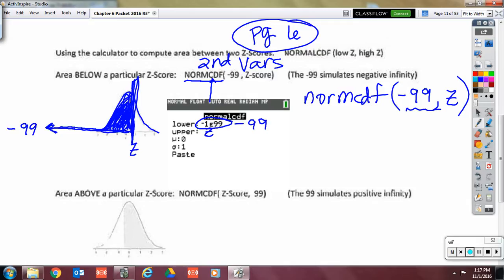Always leave the mean as 0 and the standard deviation as 1. So if you have the menu, always leave the mean as 0 and the standard deviation as 1. Okay? Let's practice one of those.